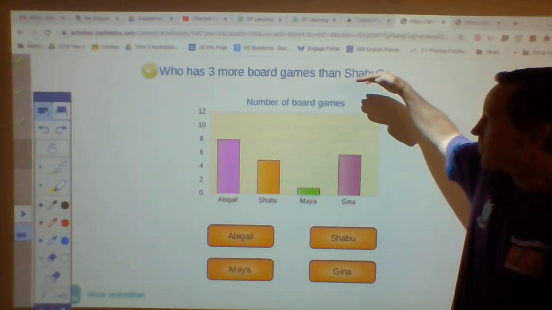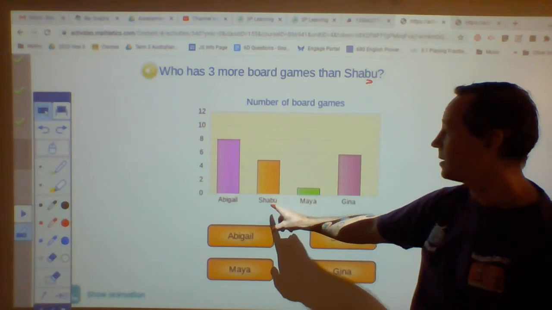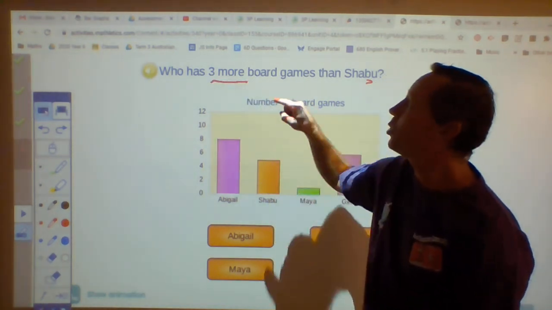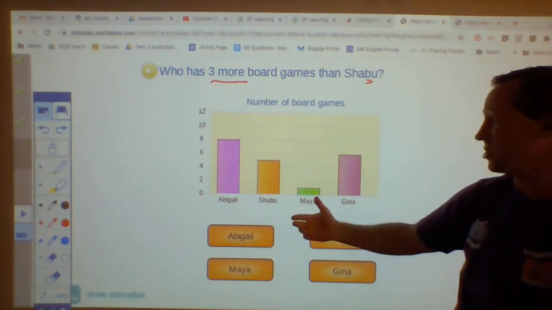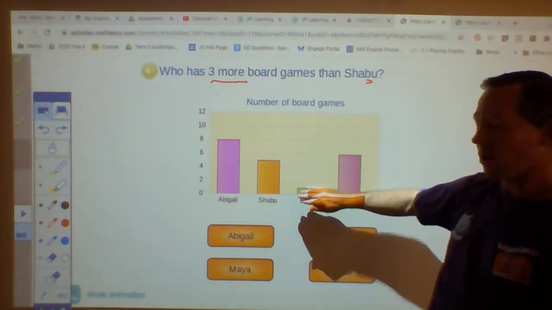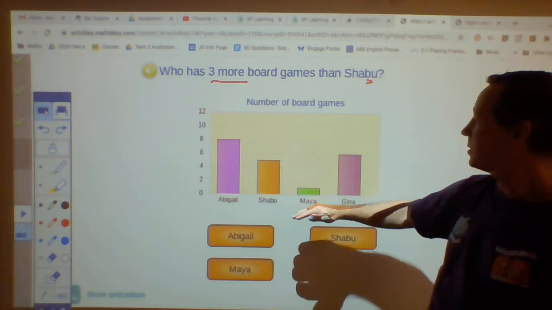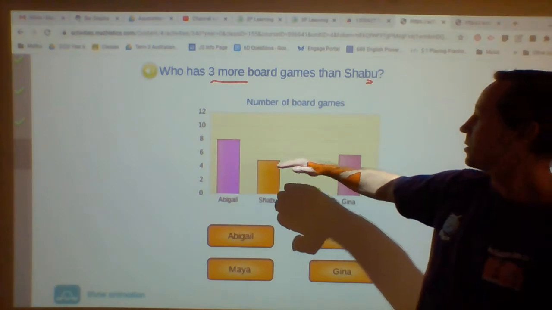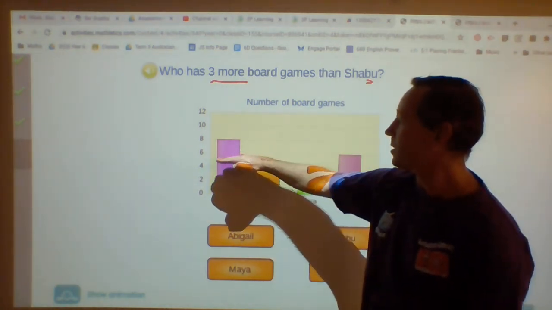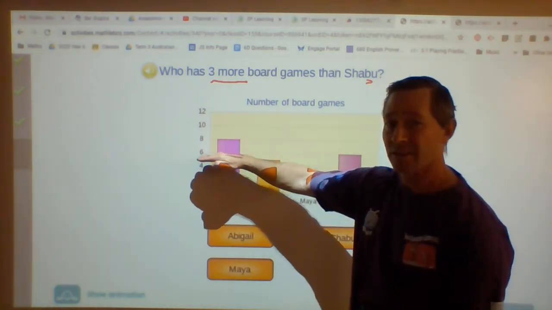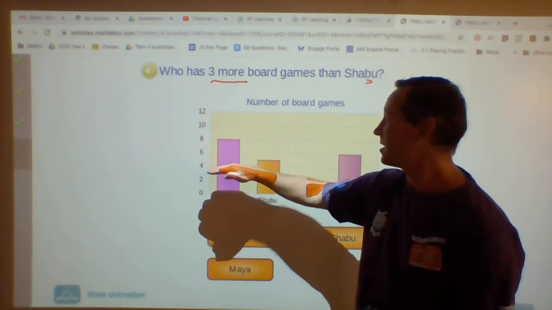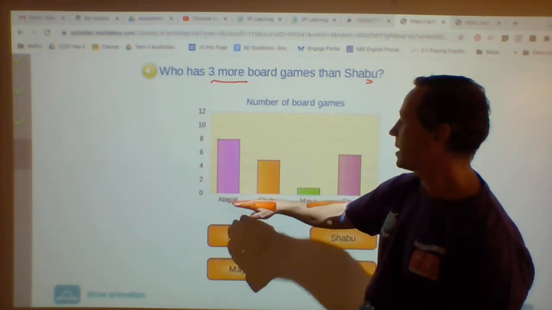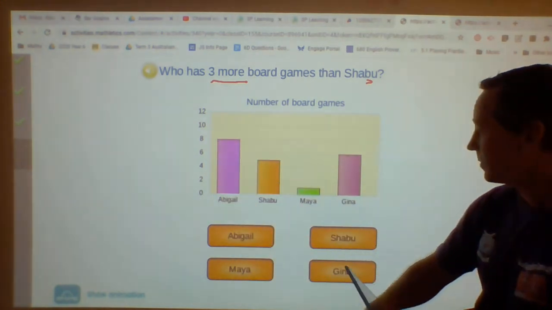First, I need to find Shabu. And Shabu is here. Now look at the key one here, 3. 3 more. Who has 3 more? So straight away, I can get rid of Maya, it's nothing to do, it's not more. And it could be either Abigail or Gina. So first thing I look at Shabu, I go across, I can see 5. So then I think 5 plus 3 more would be 8. Who has 8? Gina has 6. Abigail has 8. So it must be Abigail. So I'll click on Abigail.